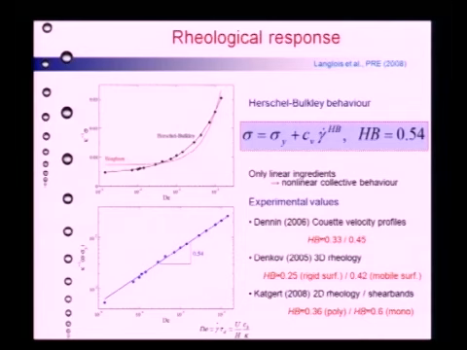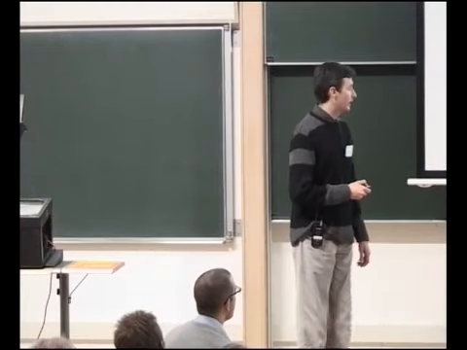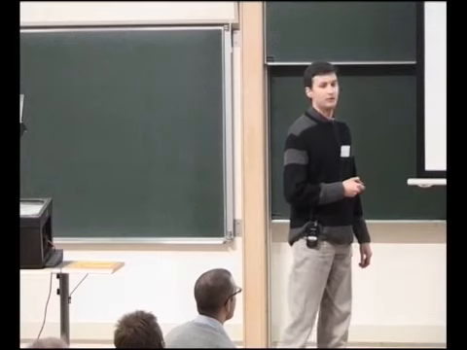So even if all the local ingredients were linear in this case, the collective behavior is not linear anymore. And it's actually not that bad, because the experimental values are far from a Bingham fluid as well. The problem is that it's quite complicated to measure. I'll just show you 3 different experiments, very recent ones, and we already have 6 values of this Herschel-Bulkley index.